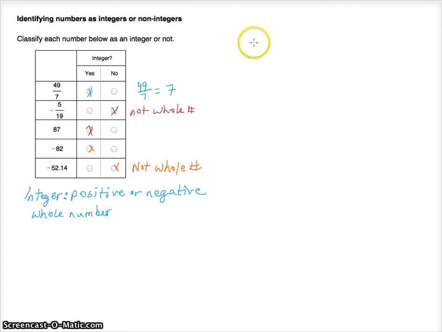So what I need for you to do now is take a couple of seconds to go through and classify the example to your right of this problem that we just did together.